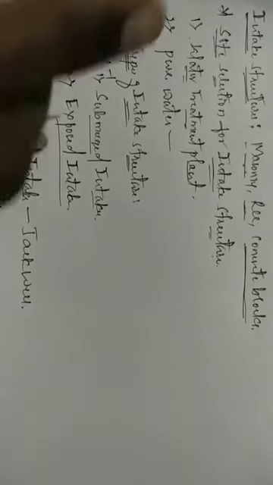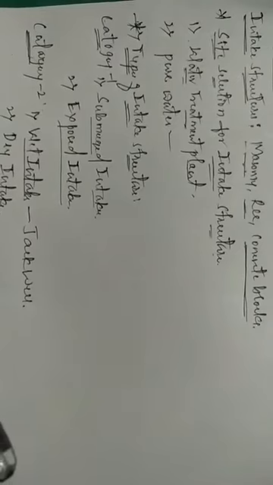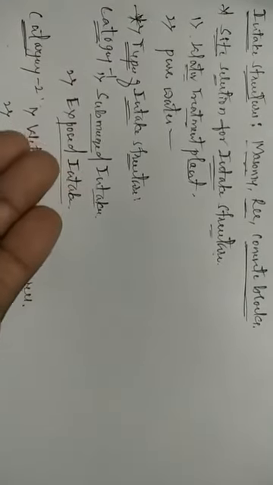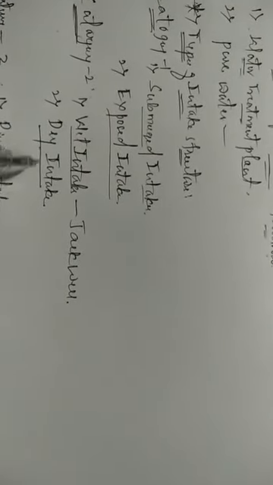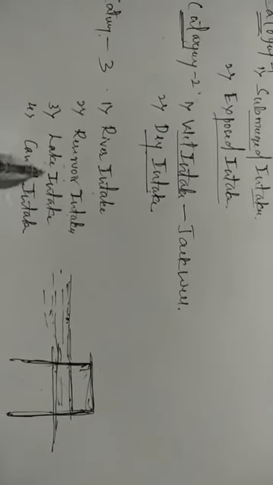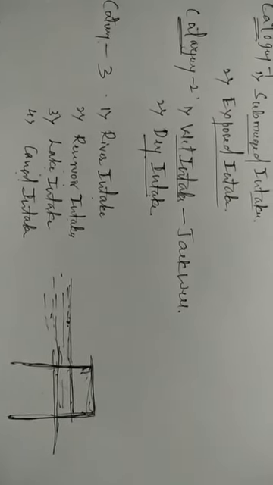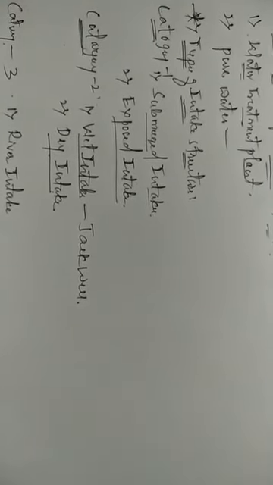Let us start with the types of intake structures. There are three categories. In the first category, we consider submerged intakes and exposed intakes; in the second category, wet intakes and dry intakes; and in the third category, river intakes, reservoir intakes, lake intakes, and canal intakes. So these types of intake structures may be used in the water supply system.